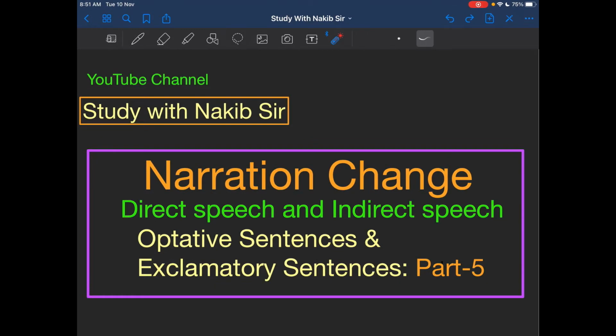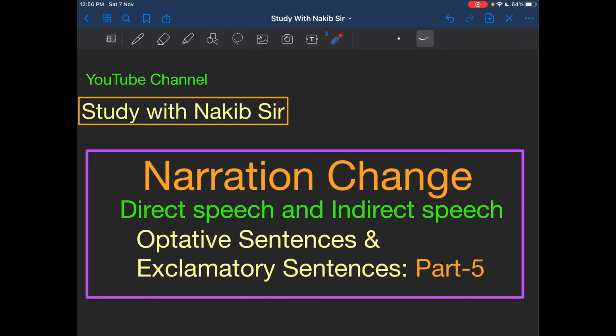Today I will give you part 5 of this lesson series, narration change, direct speech and indirect speech. Here I will teach you how easily you can change the narration of optative sentences and exclamatory sentences with all your perfection. The topic is very simple. Only your full attention is necessary. Our day's topic is narration change, direct speech and indirect speech, optative sentences and exclamatory sentences, part 5.